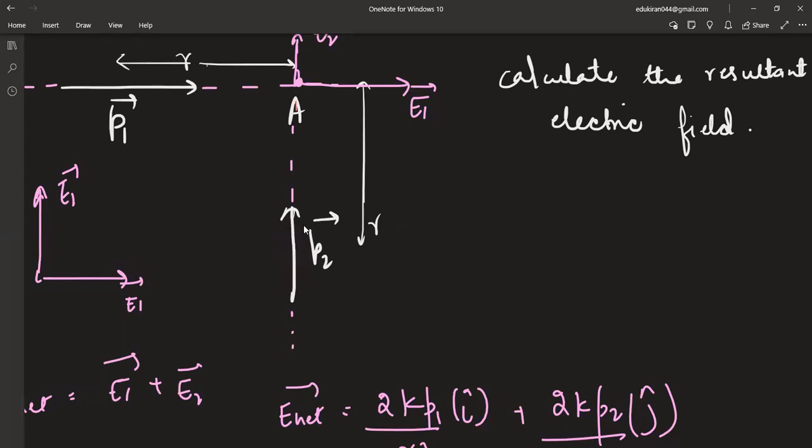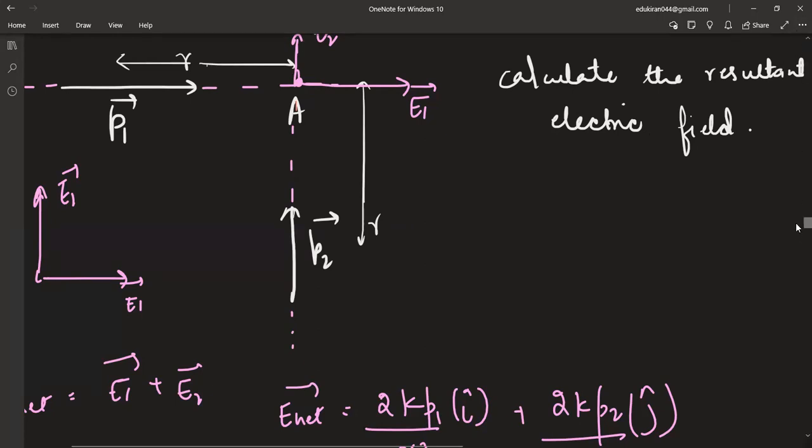Now, the direction of this dipole moment is upwards. And for axial, we use upwards only. Let's assume that this point was equatorial. So this would be then downwards, exactly opposite to the direction of the dipole. But since this is axial, this is pointing upwards. So the direction of the electric field will also be upwards.